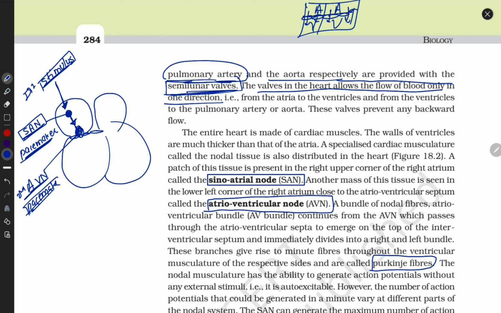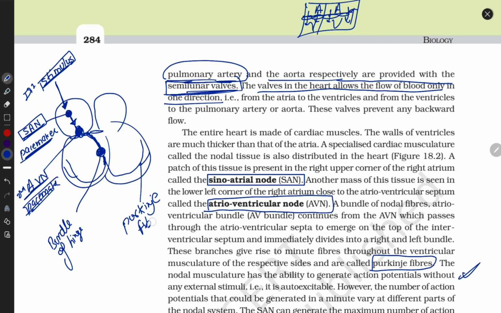And now the AVN supplies stimulus towards the bundle of His. There is a bundle of His. Whatever I explain here, guys, is already written here, don't take tension. And now the His fibers divide into some mini fibers. We can call it the Purkinje fiber. They supply their message in an electric way. If, assume, this SAN node does not function properly, then the AVN will do its function, no problem. So this is all about SAN, AVN, Purkinje fiber.